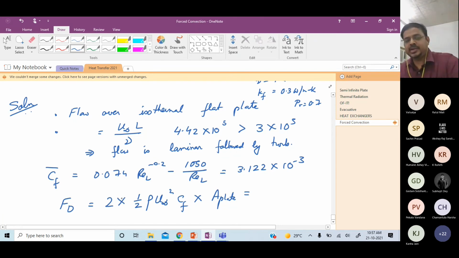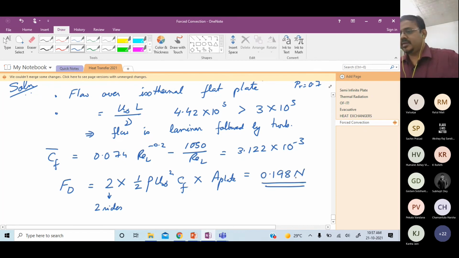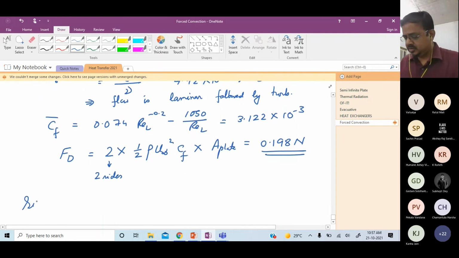I'm multiplying by 2 because remember the flow is happening on both sides of the plate. Two sides. And this turns out to be 0.198. Okay. Similarly, you find out, and this I will not do for you. Please do it yourself.